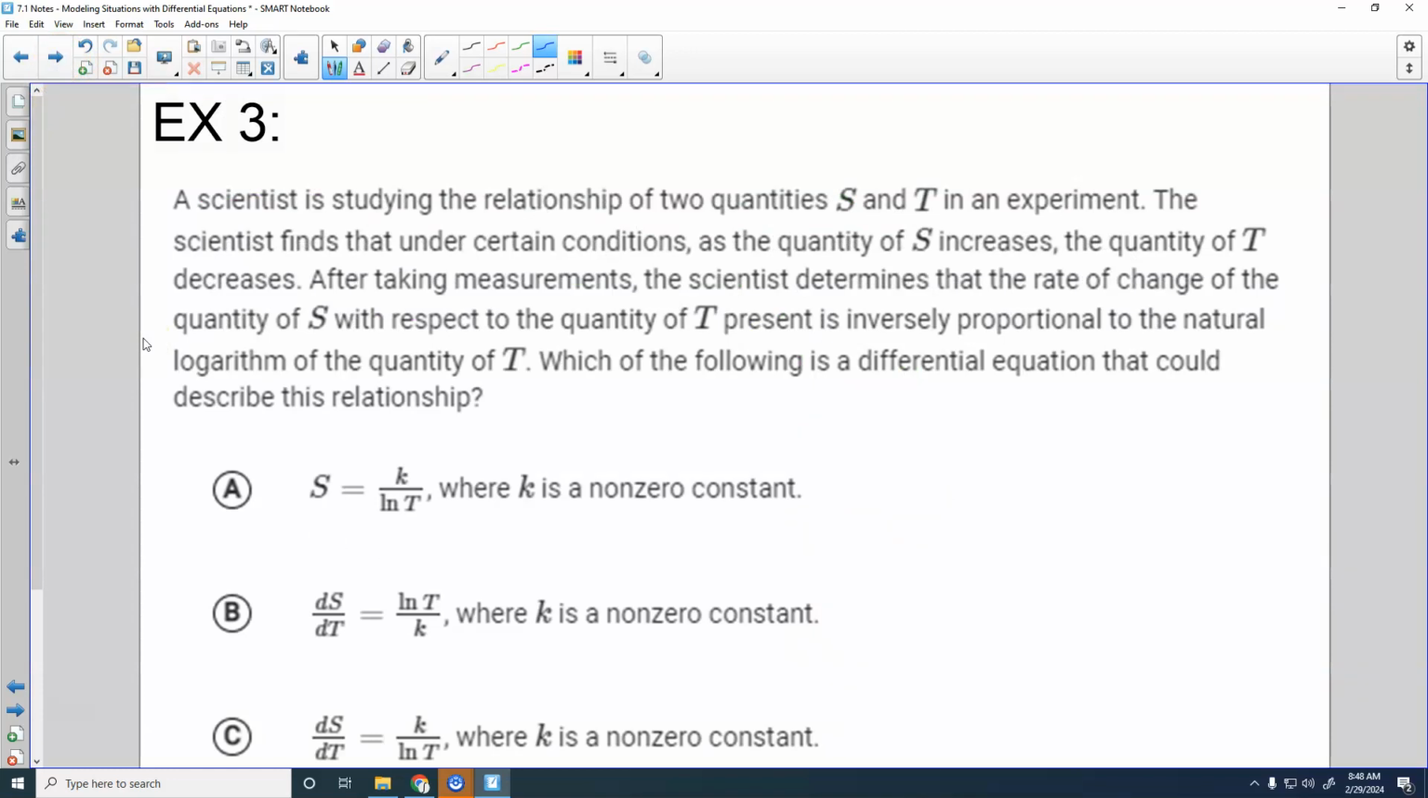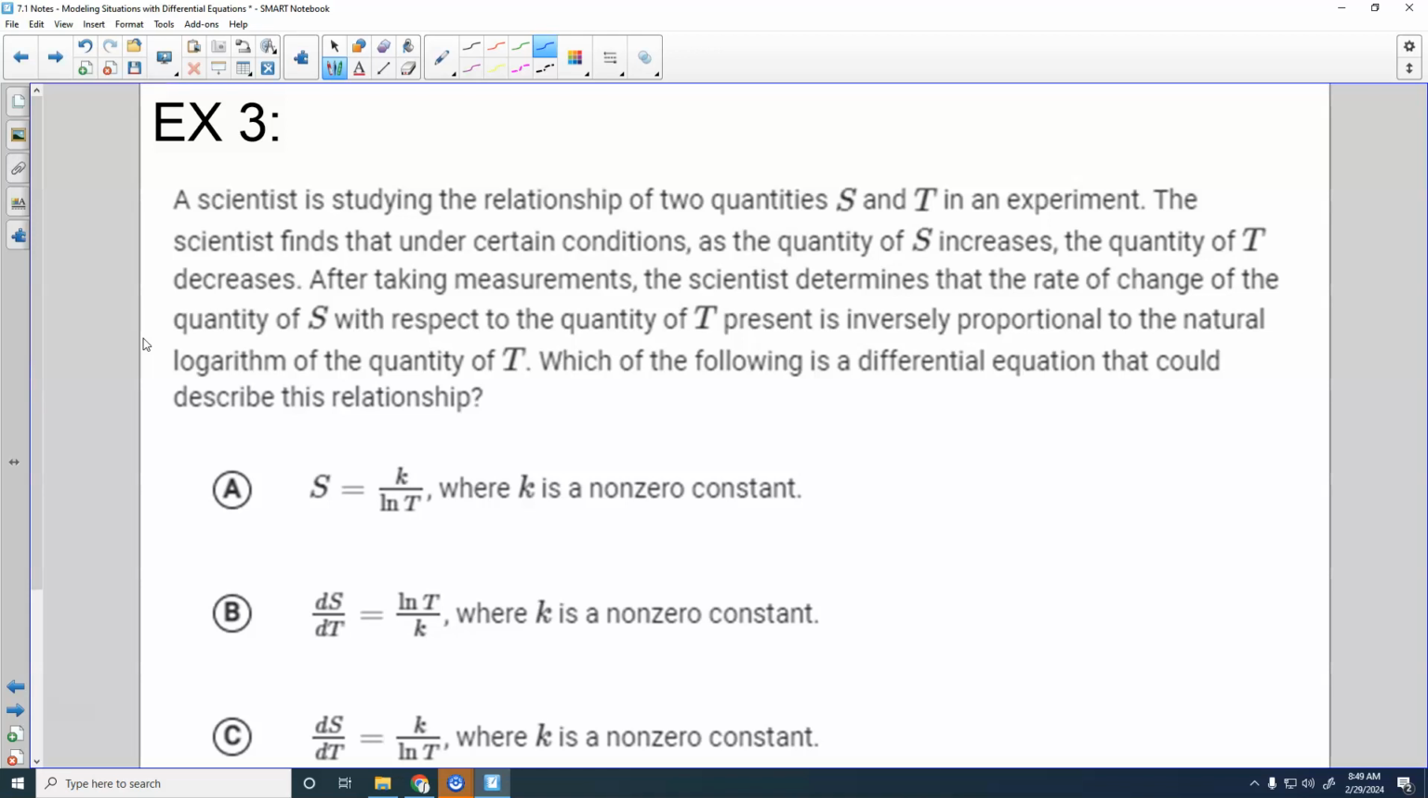Example 3. A scientist is studying the relationship of two quantities, S and T, in an experiment. The scientist finds that under certain conditions, as the quantity of S increases, the quantity of T decreases. After taking measurements, the scientist determines that the rate of change of the quantity of S with respect to the quantity of T present is inversely proportional to the natural logarithm of the quantity of T. Which of the following is a differential equation that could describe this relationship?